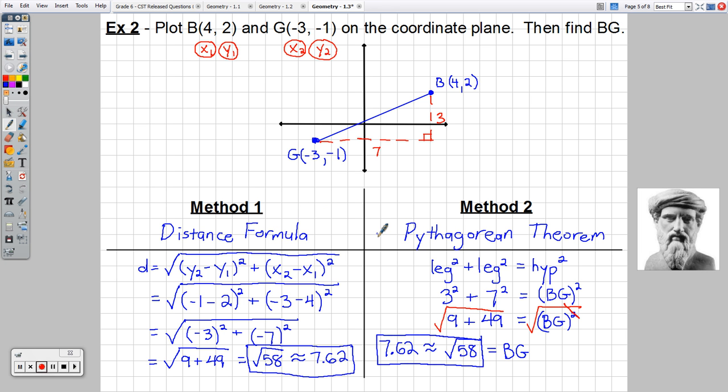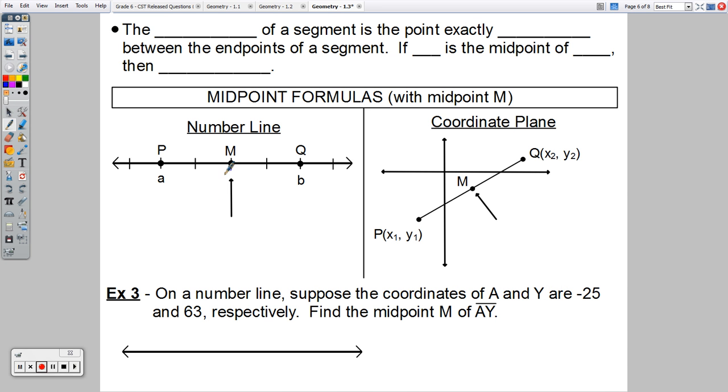If I don't tell you, or if whatever you're working on doesn't give you directions saying you have to use a particular method, you can use either one, whatever you're more comfortable with. Example 3, we'll get to that in a second. We've got a couple more things to talk about before we get there. So now the midpoint. Now instead of the distance of segments, we're talking about the midpoint of a segment.